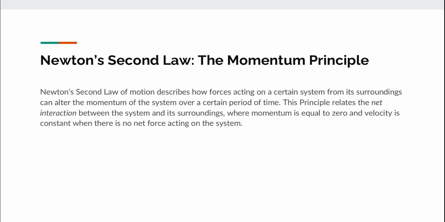If there is no net force acting on the system, then there will be no change in momentum, and the velocity will remain constant. This idea is seen by the velocity update formula on the next slide, where when net force is zero, the equation equates the final velocity to the initial velocity, indicating a constant velocity. This is also supported by Newton's first law of motion, which states that objects in motion will remain in motion in a straight line unless acted on by unbalanced forces.